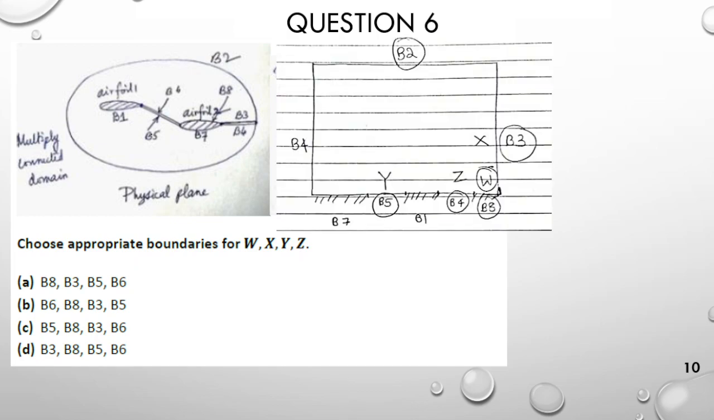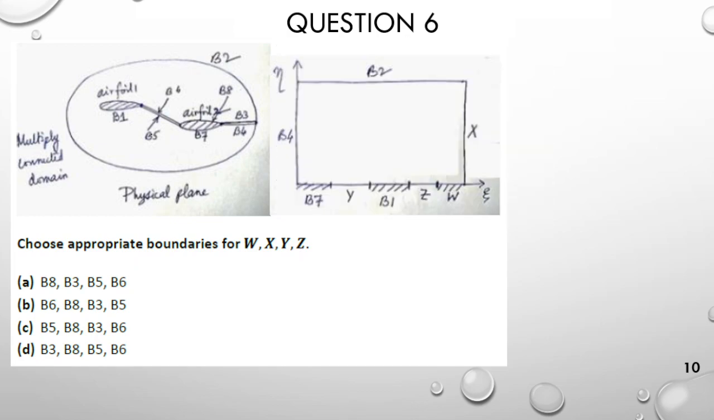So if we see that way, B4, B3 and B2 are clear. Now what remains are all these boundaries. All these boundaries we take as only one boundary in this computational space, but since we have to implement the boundary condition, we will have to define the segments.